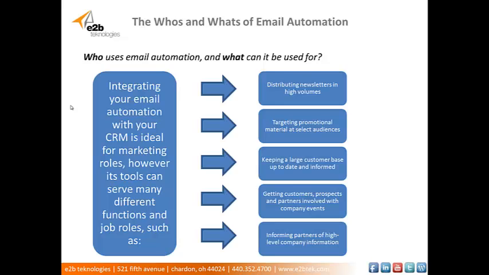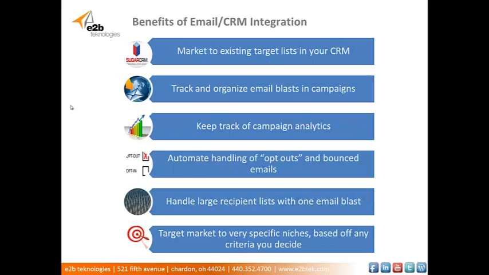The integration between an email automation client and your CRM system has several uses. Among these include cheaply and efficiently distributing newsletters and content in high volumes, even if that means thousands at one time. Targeting promotional materials at select audiences. You can also keep large customer bases up to date and informed. You can get customers, prospects, and partners involved with company events, and you can inform partners on high-level company information or changes within your organization.